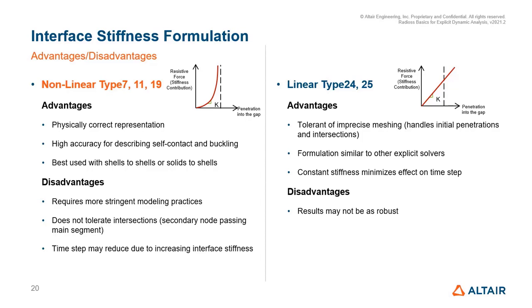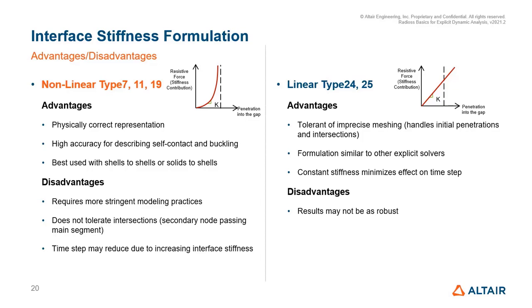So you can have initial penetrations or intersections in the model. Still it will work because we are defining the linear stiffness, and your instantaneous stiffness will be initial stiffness. It has formulation similar to explicit solvers, and this constant stiffness minimizes the effect of time step. So time step will not affect because of the type 25 contact.